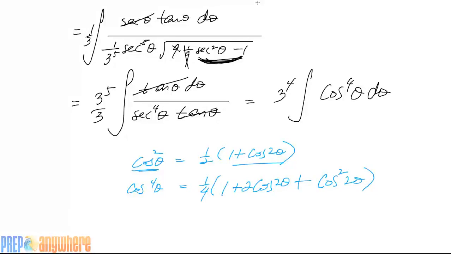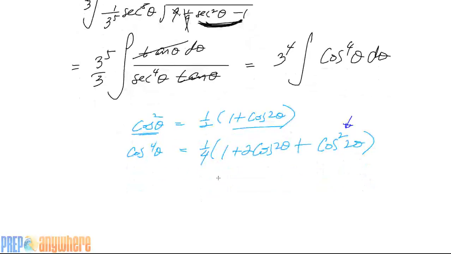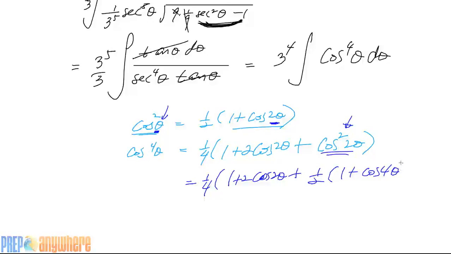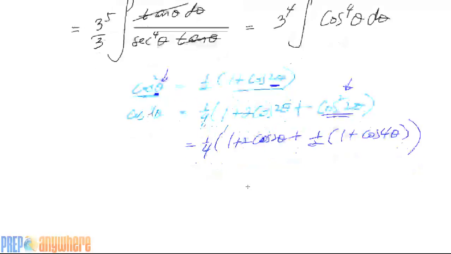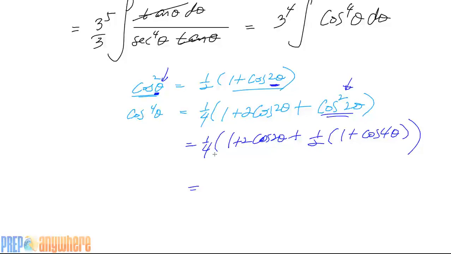Now we have another square here. For that, we're going to use the double angle formula one more time. If this was replaced with 2 theta, this will become 4 theta. So this can be replaced with another half, 1 plus cosine of 4 theta. All right, let's expand this. Let me expand the inner bracket here first.